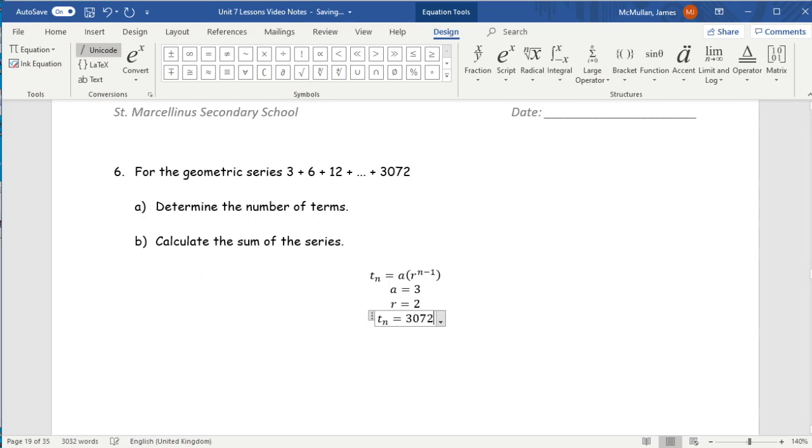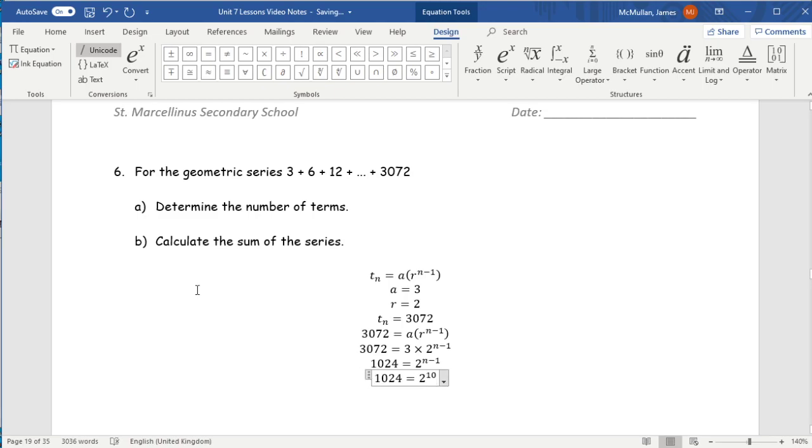We know that Tn is 3072, so we're going to say 3072 is equal to a times r to the power of n minus 1, and then fill in what we know. So 3072 is equal to 3 times 2 to the power of n minus 1. So we'll divide both sides by 3. We get 1024 equals 2 to the power of n minus 1. Now again, to solve something like this, you need to know that 1024 is 2 to the power of 10.